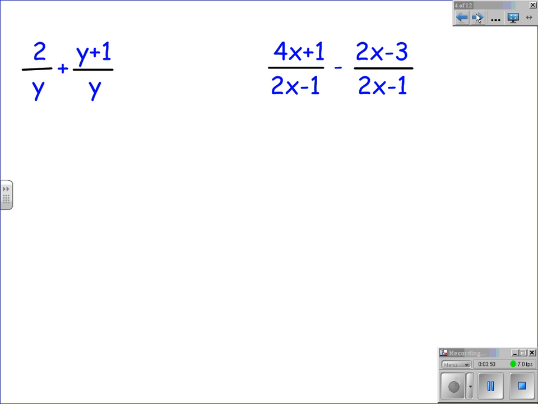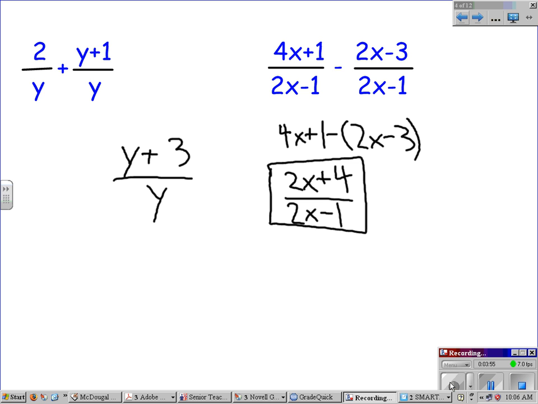Why don't you do these couple? We'll get some people up to the board to put these answers up here in just a moment. First one was pretty easy, just adding your numbers together and your variables together on the top, y plus 3 all over y. Nothing else to do with that one. The second one, you had to distribute that negative inside the parentheses, 2x minus 3, so that we ended up with 2x plus 4 in the end, all over 2x minus 1.